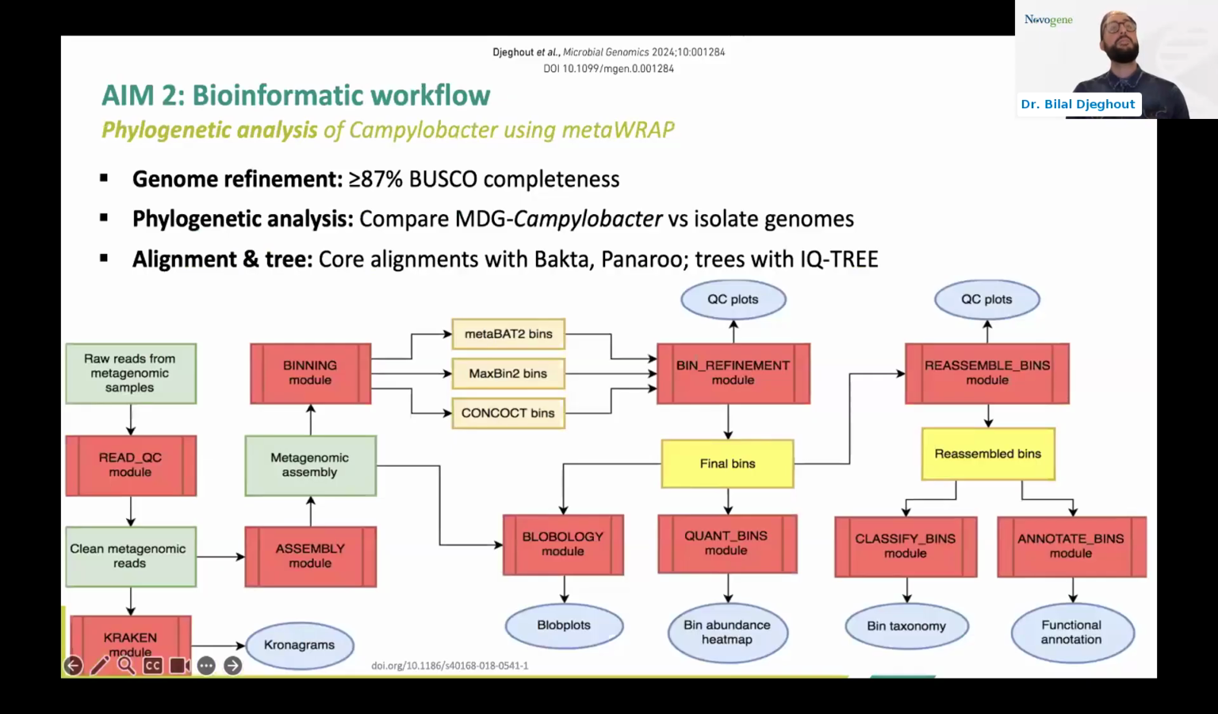For our second aim, the MetaWRAP pipeline was used for phylogenetic analysis of Campylobacter. We focused on genome refinement, achieving 87% BUSCO completeness. This analysis compared metagenome-derived Campylobacter genomes with isolate genomes from the corresponding stool samples.